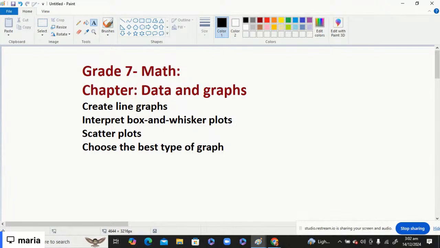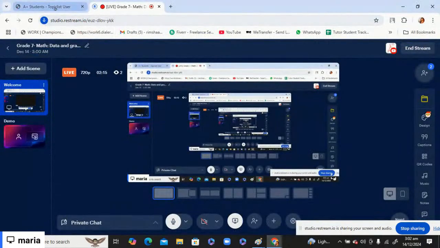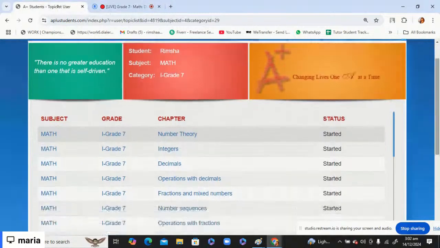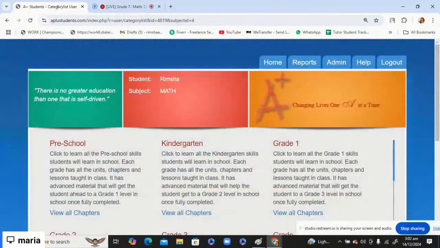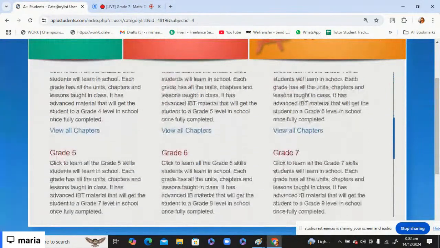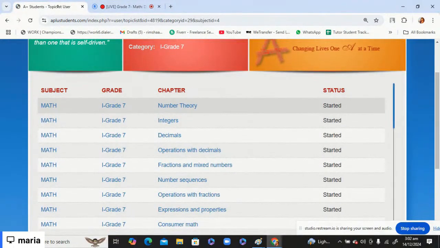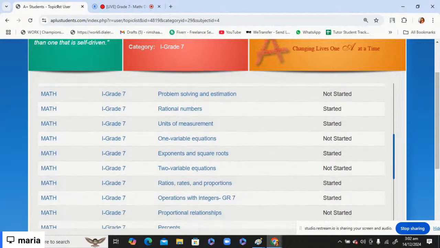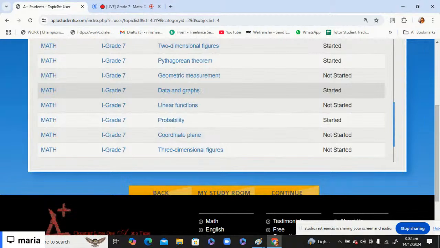You can find all the lessons on aplusstudent.com. You have to log in using the email and password provided by the administrator. Open the A Plus website, go to the subject tab, select maths from there, scroll down to grade 7, view all chapters. So here is the list of the chapters. So we are on data and graphs. Let's continue.